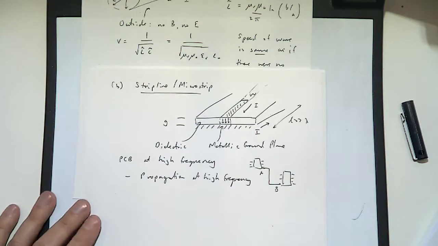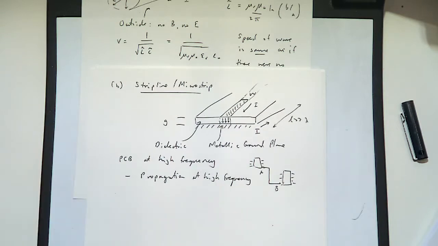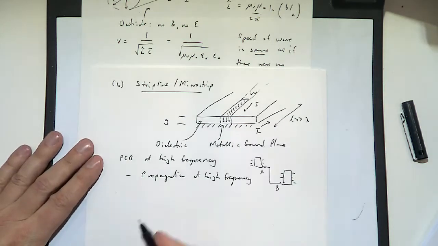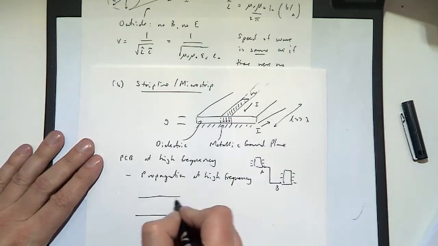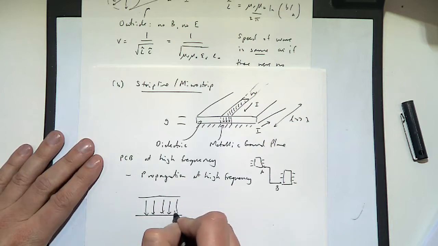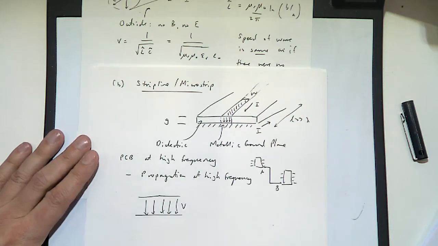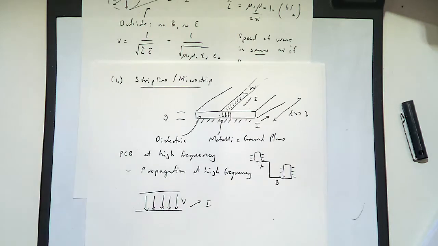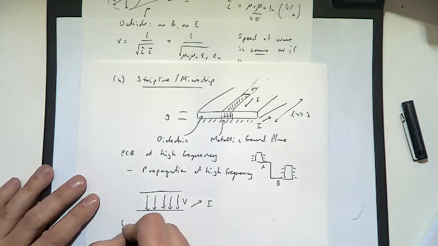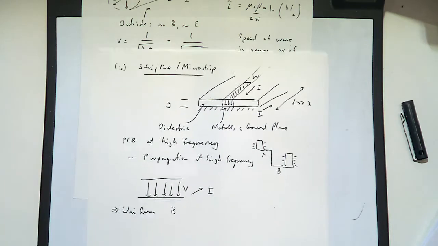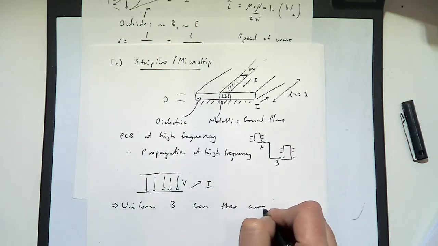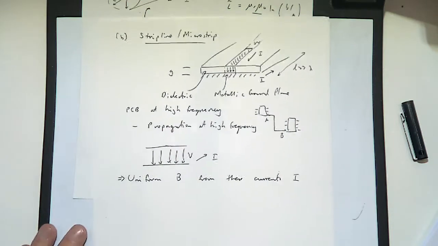Right. So because we have a width W which is large compared to G, we can assume that as the current flows, the magnetic fields in the strip line, so here's my strip line, we have a certain voltage V at a given time, and a certain current I, which is constant all over the surfaces, so therefore, there is a uniform magnetic field from these currents I. And again, show that you can obtain that.